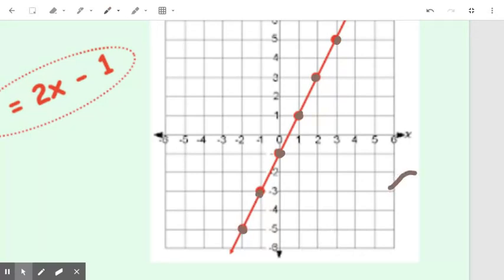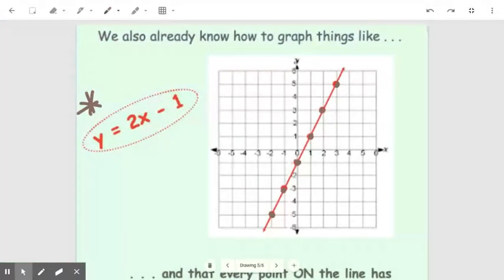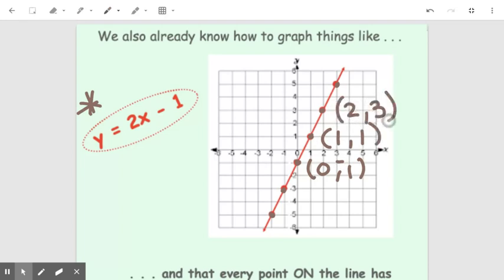Basically what this means is that any point on this line is a solution. So this is the point 0, negative 1. This is the point 1, 1. This is the point 2, 3. I could pick any point on the line, even the ones that are in between, if I knew what the coordinates are, and they are solutions of this equation.